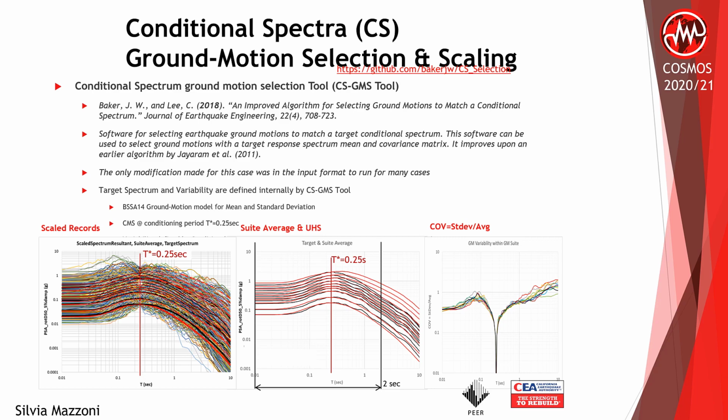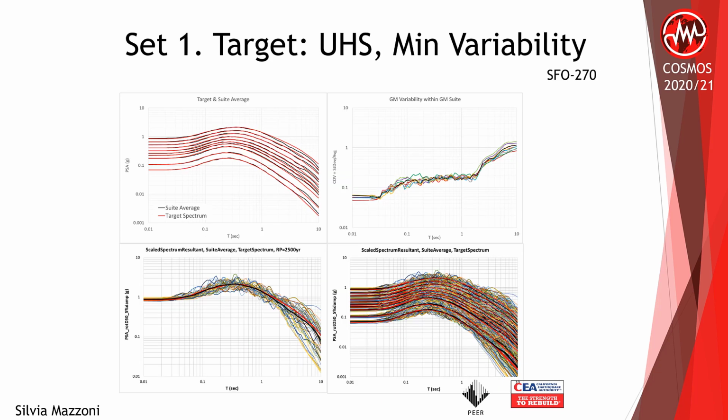So if you use the CS or the CMS kind of concept, where you scale the records such that they all meet at this point, now you've got variability of 0 at the conditioning period, but then you've got these larger variabilities away from the conditioning period. And so here's the first suite of ground motions where I have minimum variability. So this was, I selected and scaled the records to minimize the MSE. And so here's a really tight suite of ground motions. This was 40 ground motions.